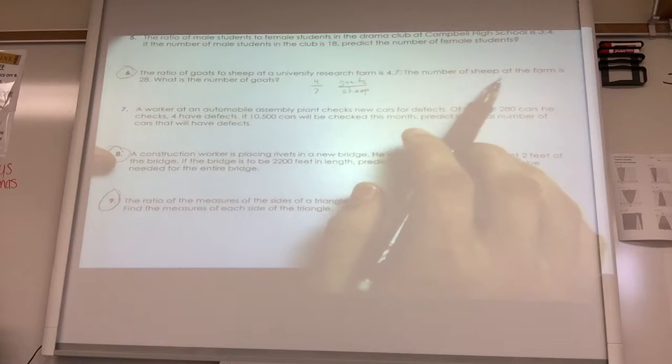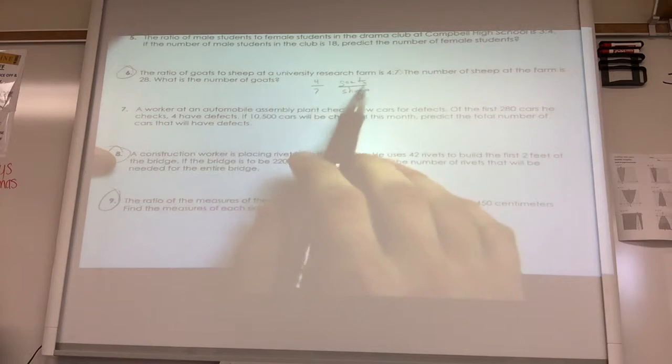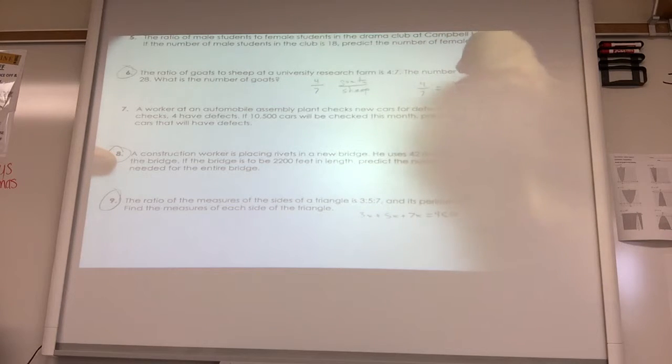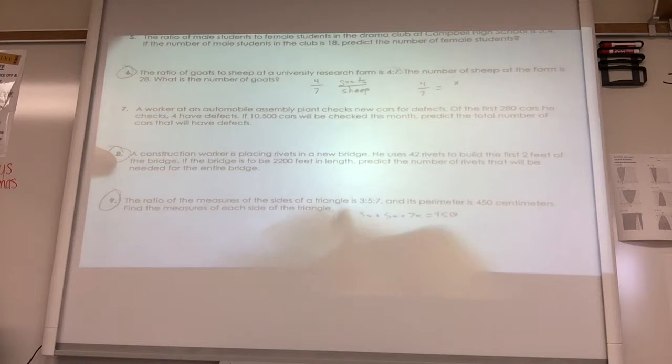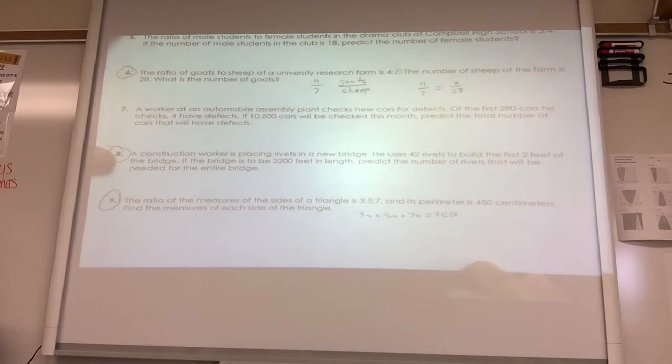Okay, the number of sheep at the farm is 28. What is the number of goats? Okay, so it says 28 is the sheep. All right, so I have 4 to 7, and we don't know the number of goats. That's what we're going to solve for. So that's x on top. Sheep goes on bottom. So it should be the same. So all we need to do is solve this.